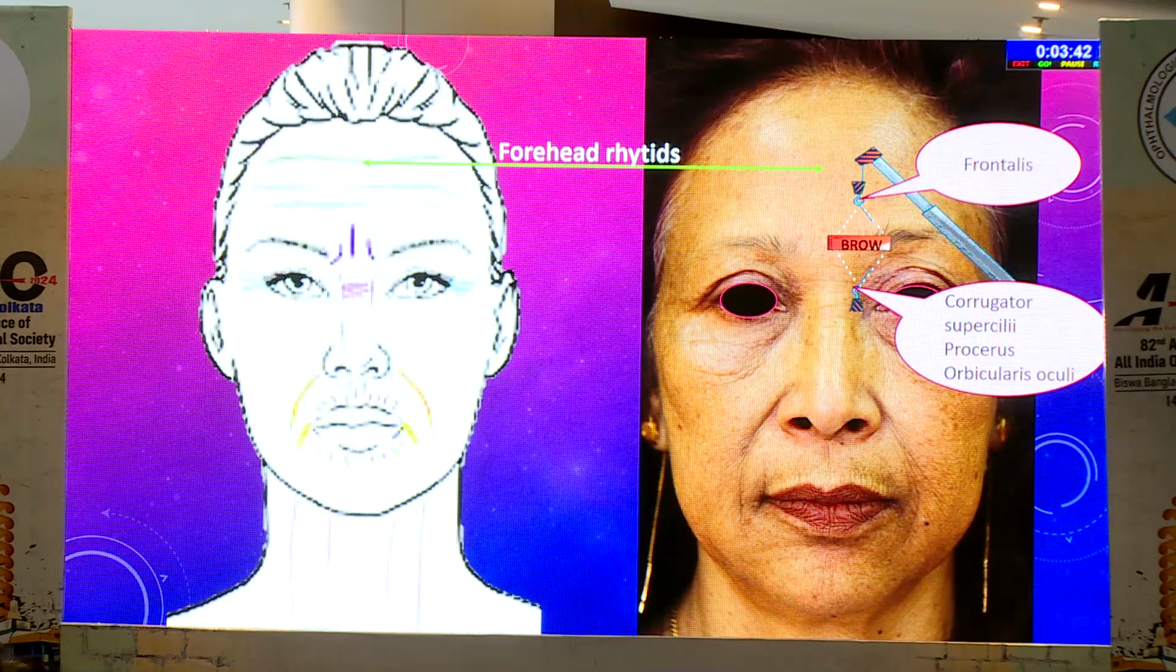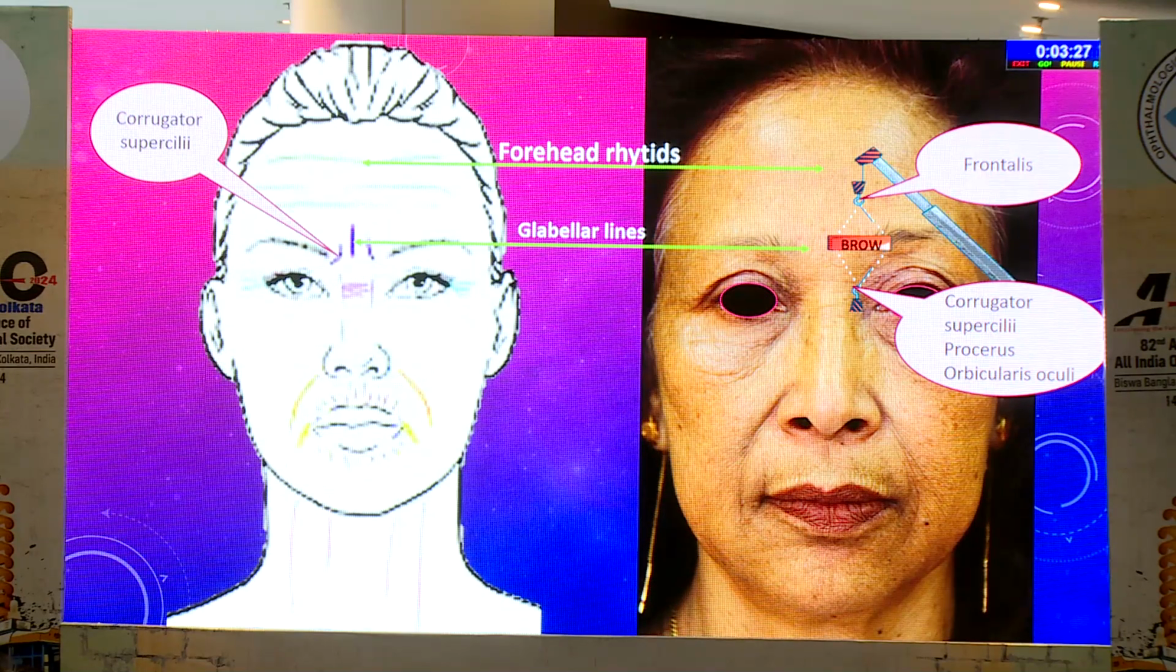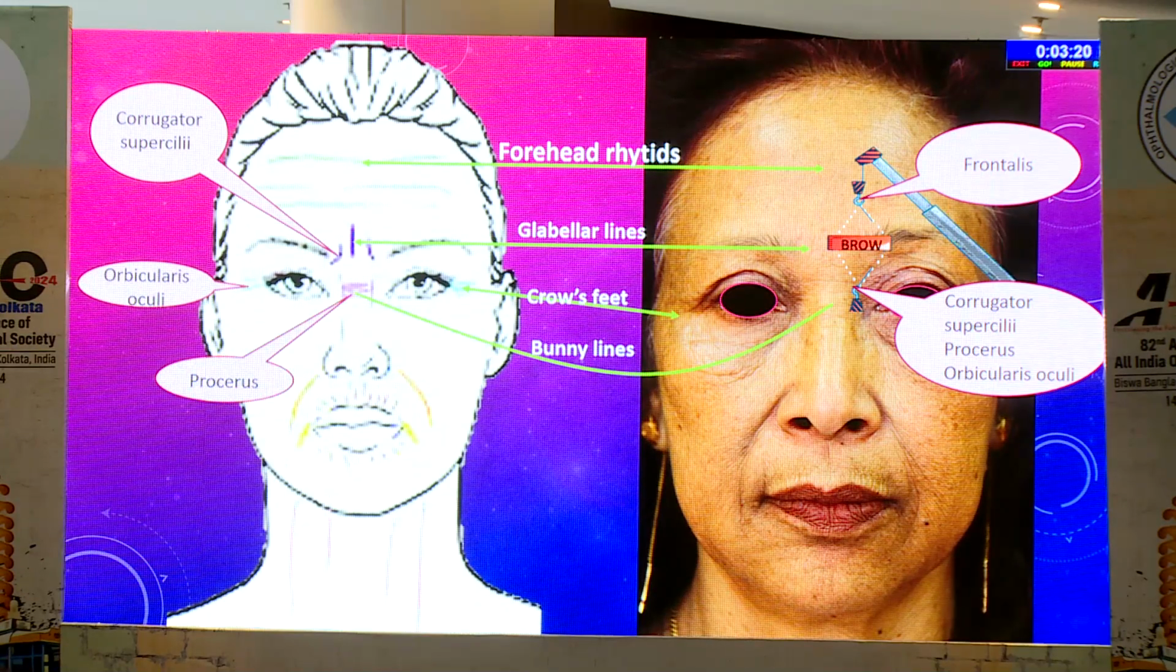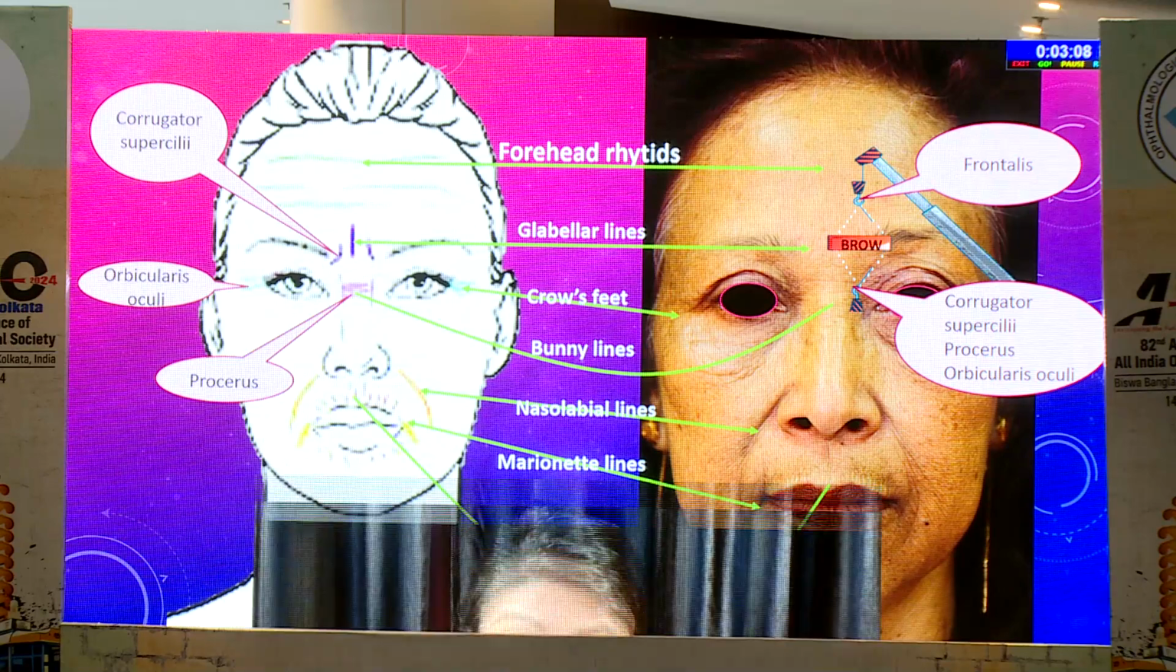So coming to rhytids, they could be static or dynamic. The dynamic rhytids normally benefit from muscle denervation procedures like botulinum toxin. The frontalis gives us the horizontal forehead rhytids. The glabellar lines, which are vertical, 11 in shape, are because of the corrugator supercilii. The orbicularis gives us lateral crow's feet. Bunny lines across the nasal dorsum are because of the procerus. And there are the other lower face lines, which are the nasolabial lines and the perioral marionette lines.